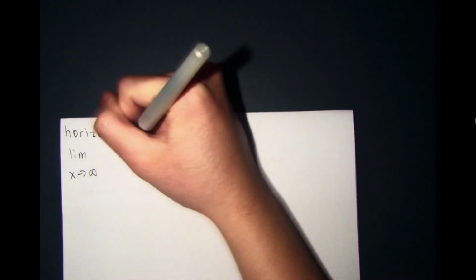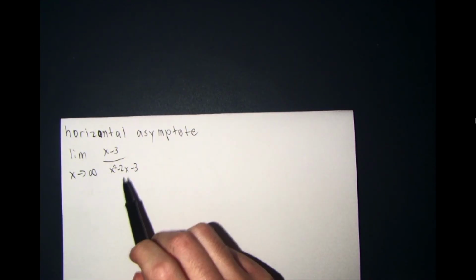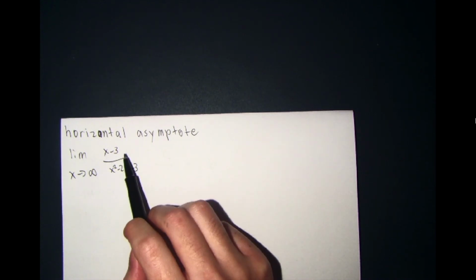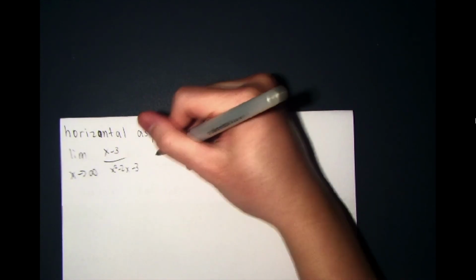Next, in order to solve for the horizontal asymptote, we're going to take the limit as x goes to infinity of the original function, which is x minus 3 over x squared minus 2x minus 3. And because you know that the denominator has a higher degree than the numerator, you know that this limit is going to be equal to 0. So what we say is that the function has a horizontal asymptote at y equals 0.